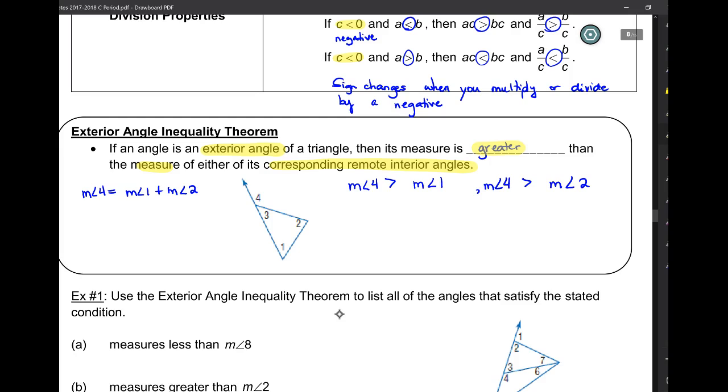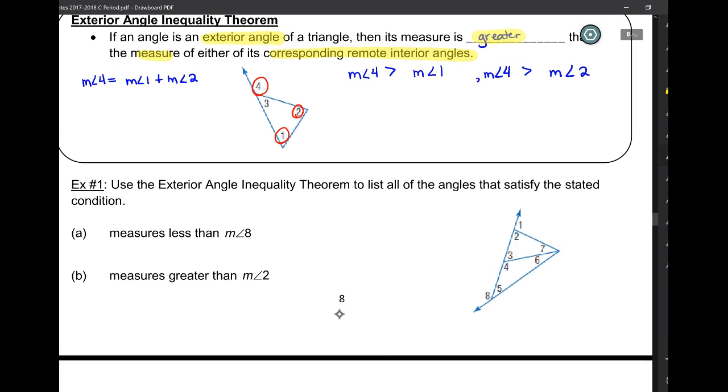Now, what about the measure of angle 4 compared to the measure of angle 3? They equal 180, but can you ever assume that angle 4 is bigger than angle 3? No. It looks like it is in this picture, but could I draw it so that the exterior angle was smaller? Yeah. So that's why it's only the two remote interior angles, comparing this angle here to these two, not to the one next to it.